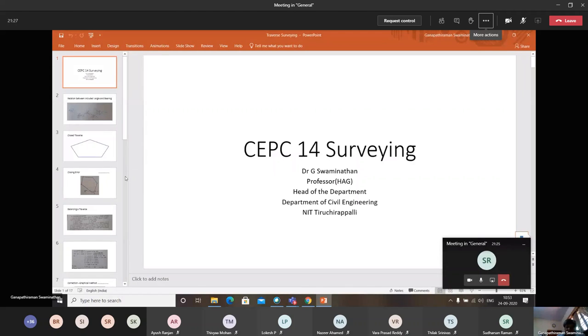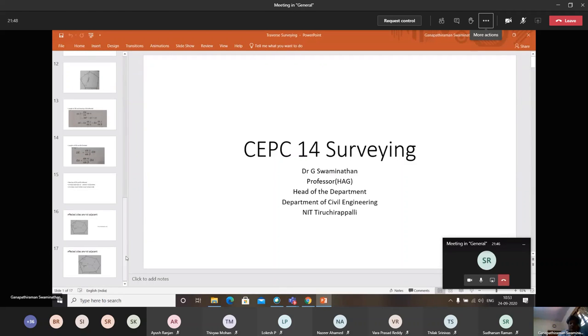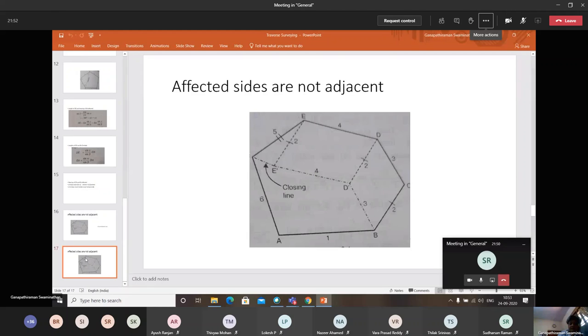Now, at times what happens? When you are proceeding with a closed traverse, some of the measurement you would not have taken. You would have some obstruction, and then you would have come back. So that is the case. For example, this is what is called the omitted measurement.